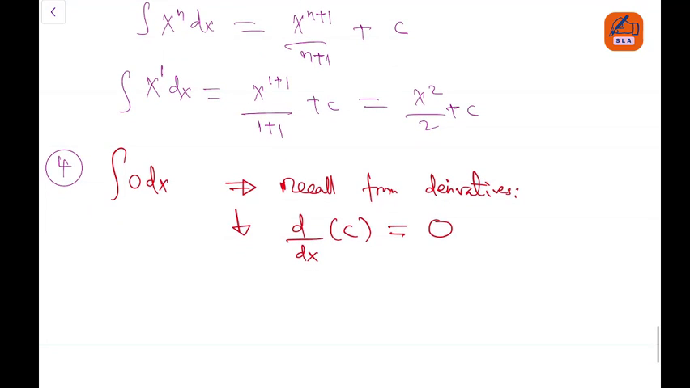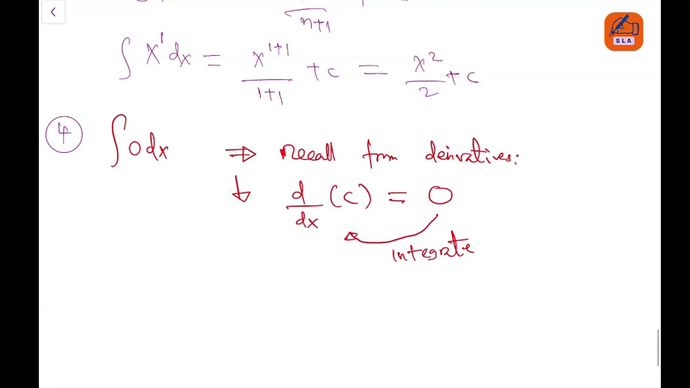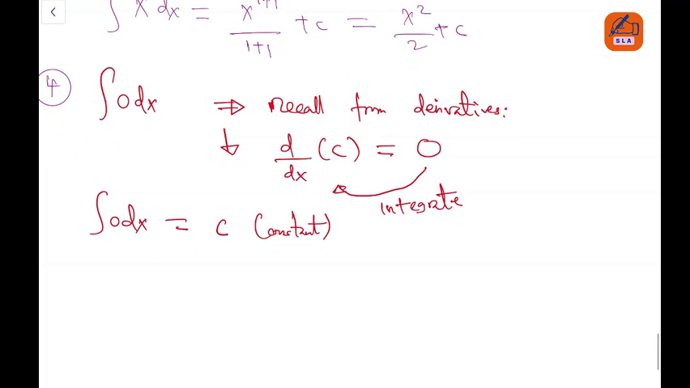So now we want to turn back from this number to this one. That's the process of going from 0 to c. This is what we call integrate. So when you integrate 0 dx, you get nothing, just c, which is a constant. So easy like that. When you understand the concept, it becomes much easier.